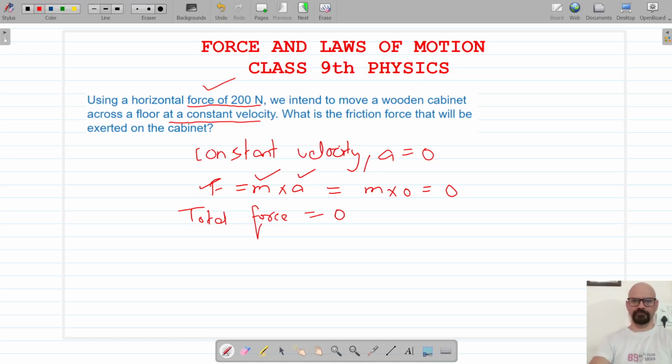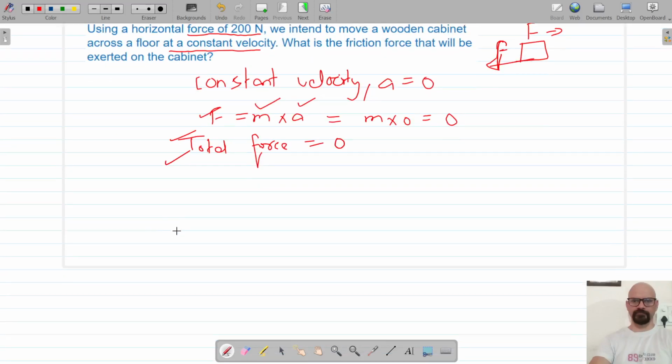Now, what would be the total force on the body? If a body is moving with constant velocity and we have applied a force, there are two types of forces. One is the force that you have applied, and the next is the force of friction, let's say a small f. So the total force is the force on the body that we apply plus friction, which is in the opposite direction, and that is equal to zero.